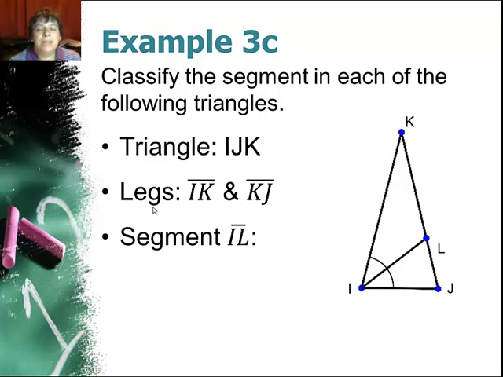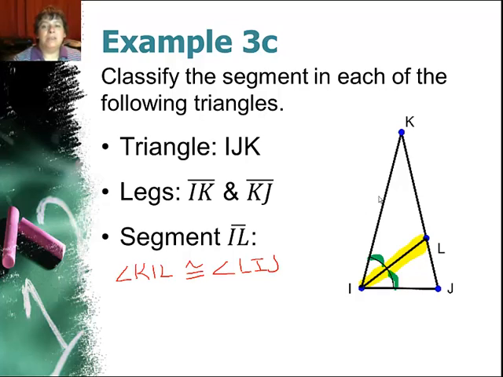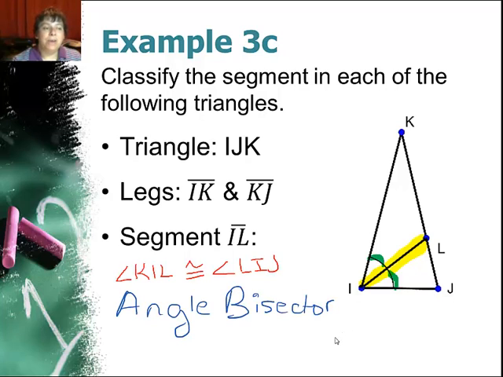On 3C, this is the 3rd row in your table, I have triangle IJK. So my legs are IK and KJ. This is definitely not the midpoint that segment's going through, but I can see that it bisects the angle here. So since angle KIL is congruent to angle LIJ, this is an angle bisector.